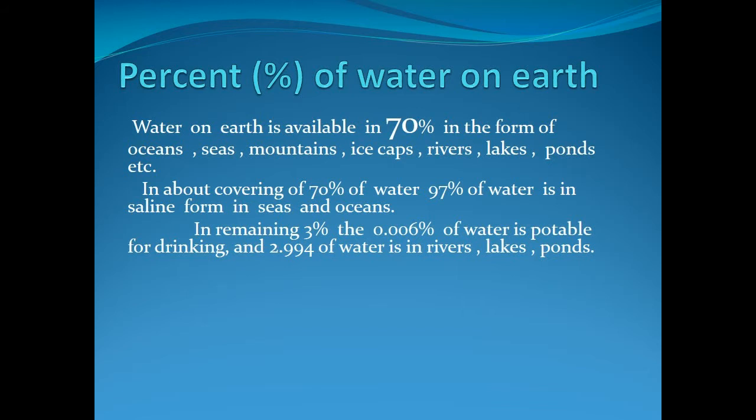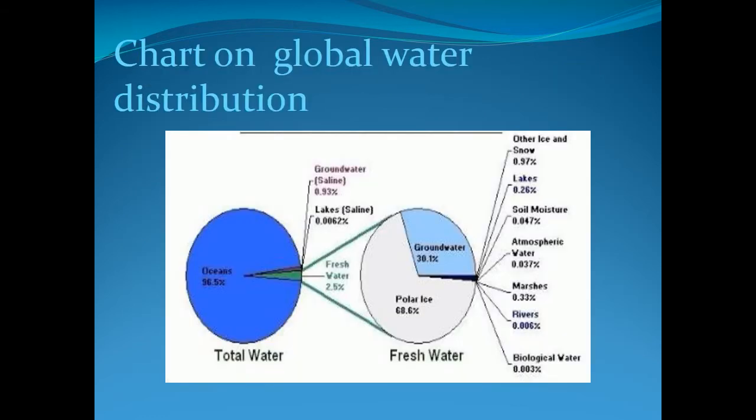Percent of water on Earth. Water on Earth is available in 70% in the form of oceans, seas, mountains, ice caps, rivers, lakes, ponds, etc., covering about 70% of the planet. 97% of water is in saline form in seas and oceans. Of the remaining 3%, 0.006% of water is potable for drinking, and 2.994% of water is in rivers, lakes, ponds. Chart on global water distribution.